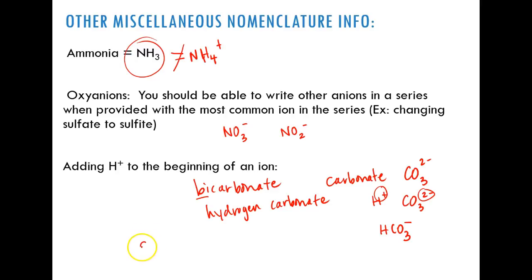Another example of that, if we have sulfate, which is SO4 -2, then bisulfate, or it's sometimes called hydrogen sulfate, would be HSO4 with a -1 charge. So add the hydrogen, and remember H is always +1, and then you can add the charges together. And you can either add the name hydrogen to the front of the ion, but it's also very common to just use the prefix bi-. That actually indicates that a hydrogen is present.